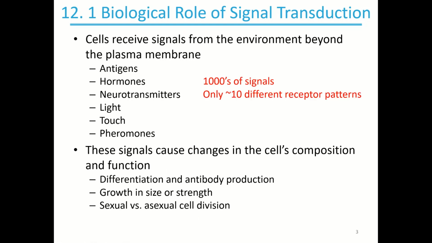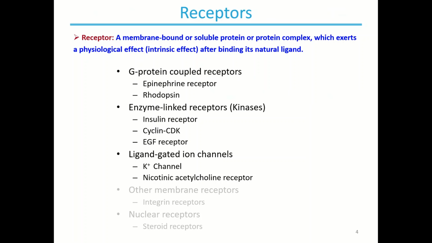There are thousands of signals, either outside in the environment or also within our body. Okay, but only approximately 10 different receptor types or patterns have been found. Okay, so you can see that there's a limited number of receptor motifs, if you will, that are used to detect many signals. A list of some of the important receptor types are shown here, and this is given by the book.